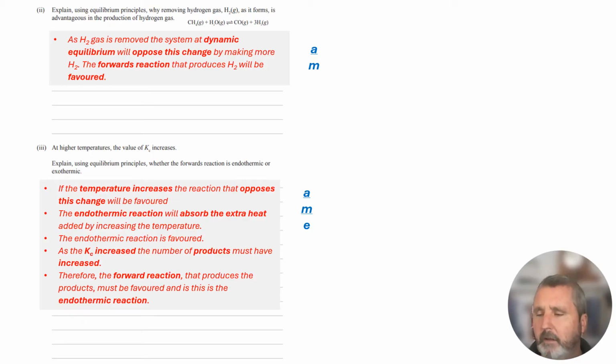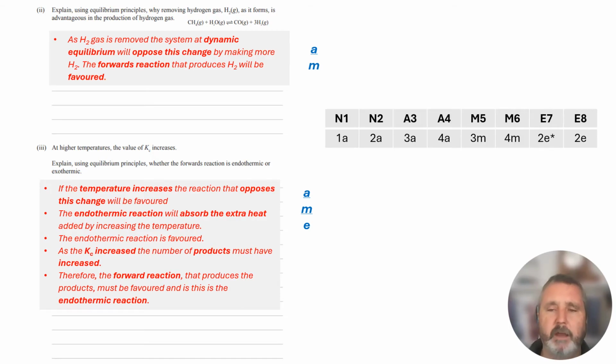And if you can do part of this, so if you can recognize that if the temperature increases, then the endothermic reaction is going to be favored, and if you can recognize that if you increase the Kc, that means there's more products compared to reactants, they're going to give you achieved. If you get 2 of those points, you get merit. And if you put it all together and work out that the forward reaction is endothermic, that's your excellence.